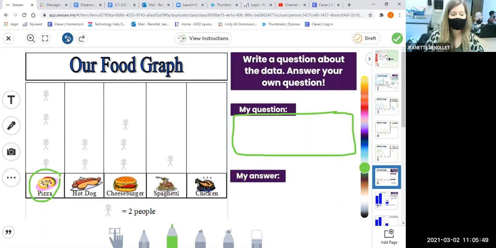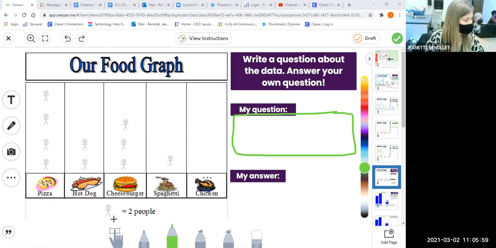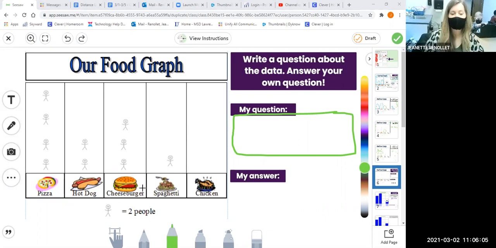Thank you. Alicia, you wanted to share. Yeah. How many people is cheeseburger and spaghetti? Sorry, I couldn't hear you. Try again. How many people is cheeseburger and spaghetti? Okay, thank you, Alicia, for sharing. Noticing that we're talking again about categories from the graph. After you ask your question, you need to answer your own question.